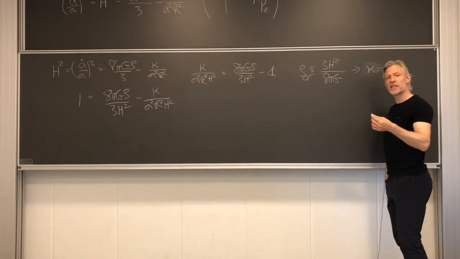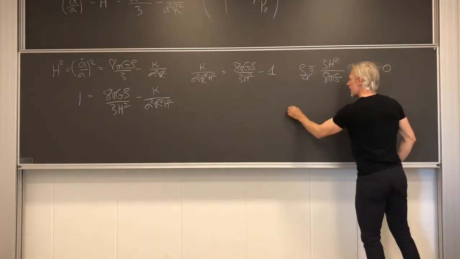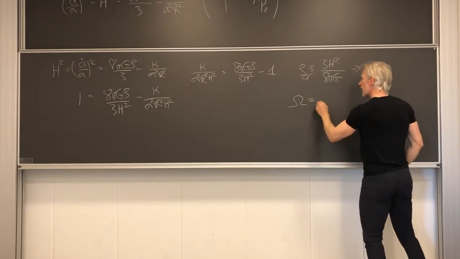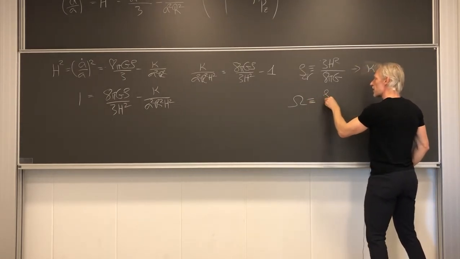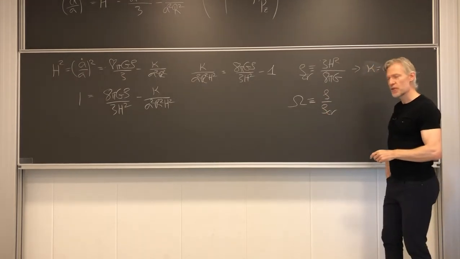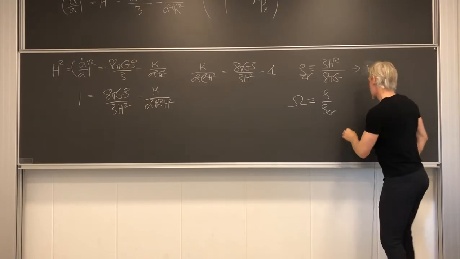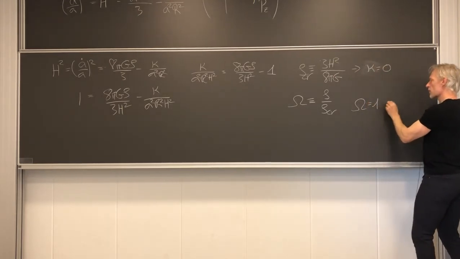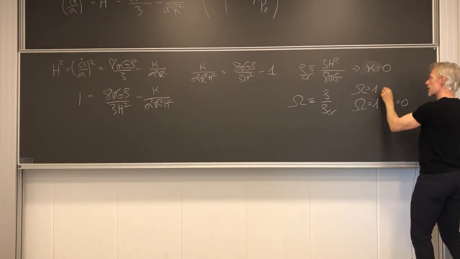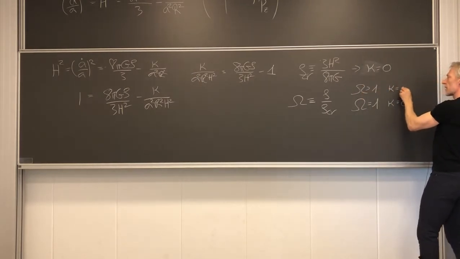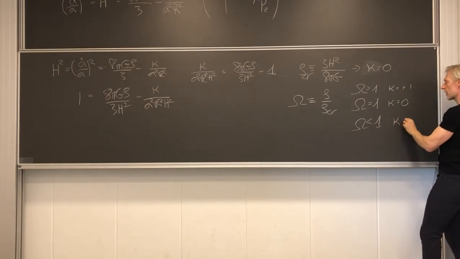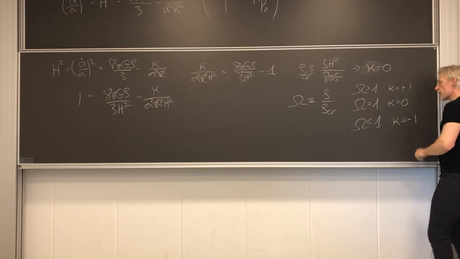And then one more definition is usually made, and that is the so-called density parameter, omega. That's just defined to be the actual energy density divided by the critical density. So then you see if omega is equal to 1, then kappa is 0. If omega is larger than 1, then kappa must be +1. And indeed, if it is less than 1, then kappa must be equal to -1.